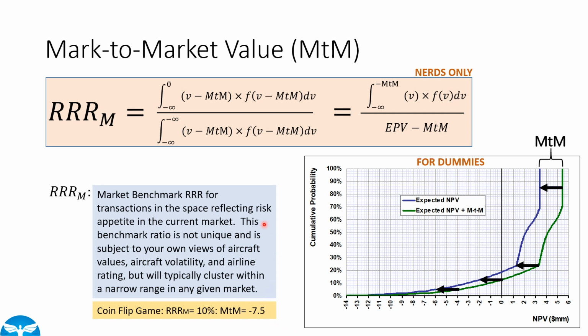Now, the risk-reward ratio, that is the market benchmark, this is not something that everybody will agree on, because different investors have different views about different aircraft types and their valuations and their volatility and airline ratings. But you will still see that typically this risk-reward ratio, from your vantage point, clusters around a relatively narrow range in any given market. So the coin flip game, what is then the risk-reward ratio? What is the mark-to-market value if you have a benchmark risk-reward ratio of 10? Well, it's minus 7.5. And I'm not going to go into the calculation of that, but you may, have fun trying to figure that out.